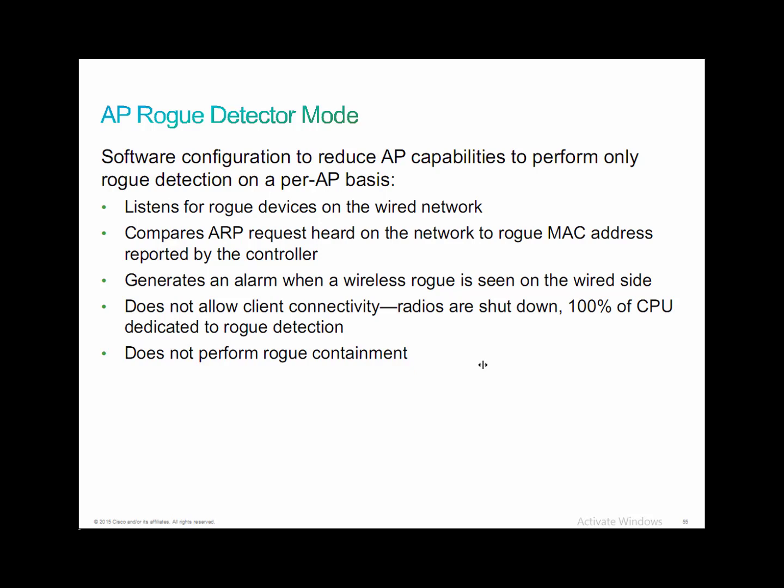The rogue detector, the way that it works is it essentially listens for ARP packets on the wire, and it caches all of those ARP packets. That address cache is used to determine if the layer 2 address of a rogue client or an AP is present on the wire. Now, keep in mind, ARP is broadcast based, so you would have to have a rogue detector AP installed in each broadcast domain if you did want this feature available for multiple subnets.